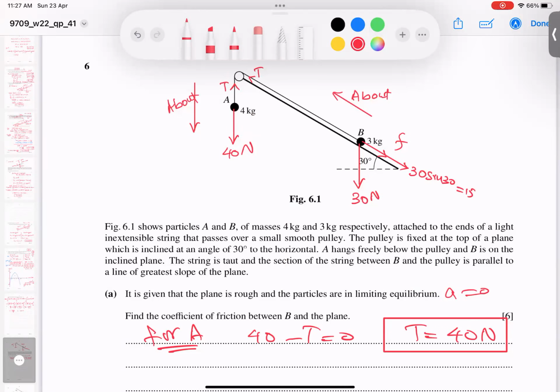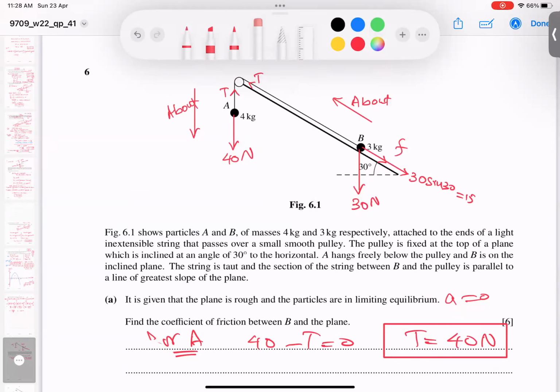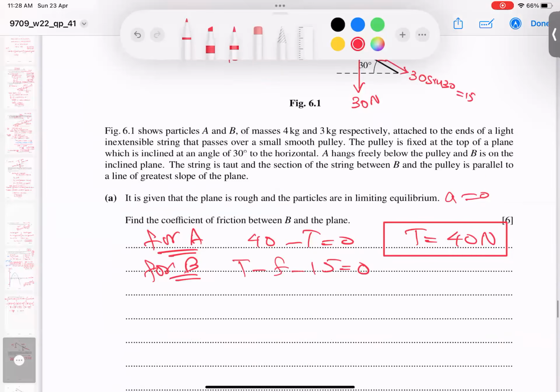Now I'm going for particle B. Because it is about to move upwards, I'll start from here. You can start from the other side, no issue, but I always start from there. It is about to move: tension minus friction minus 15 equals 0. Tension is 40, so I plug in 40, and 40 minus 15, friction goes to the other side. So friction becomes 25 newtons.